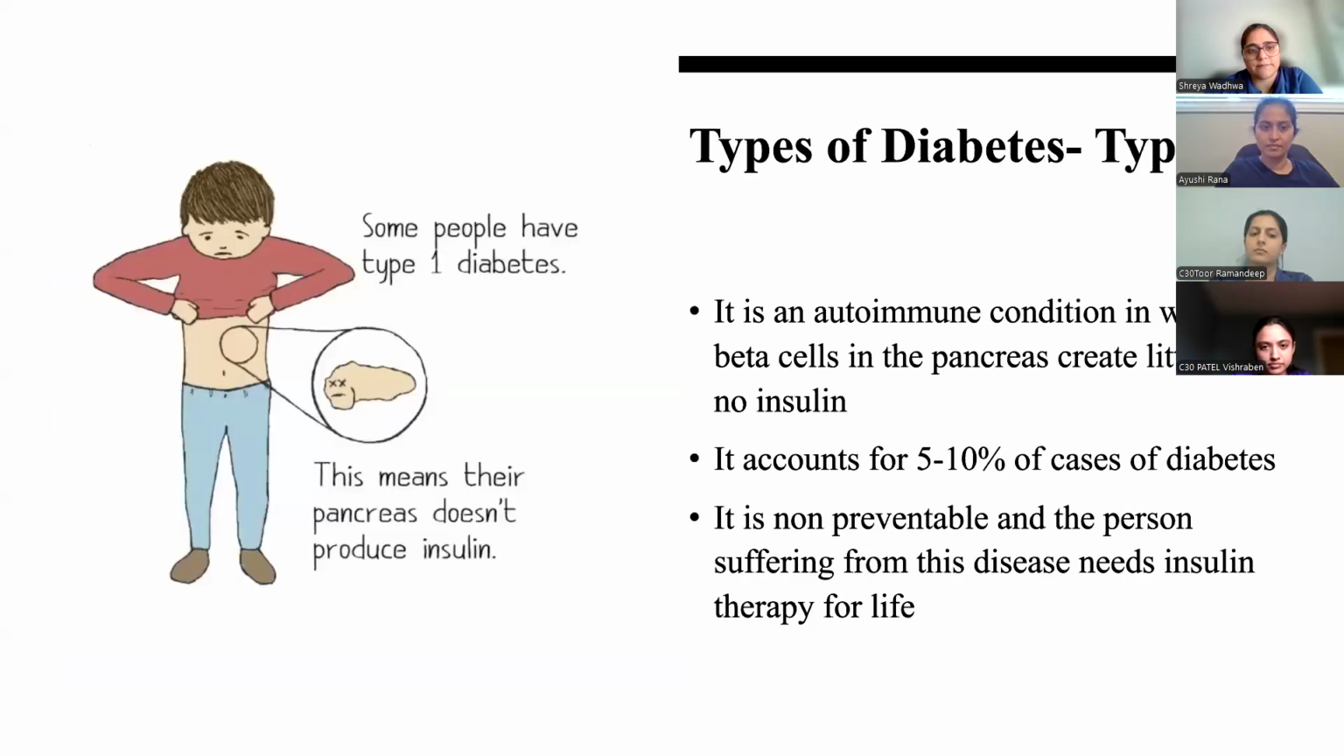Next slide, please. There are various types of diabetes. The first one is type 1. It is an autoimmune condition in which beta cells in the pancreas create little to no insulin. It accounts for 5 to 10% of cases of diabetes. It is not preventable, and the person suffering from this disease needs insulin therapy for life.